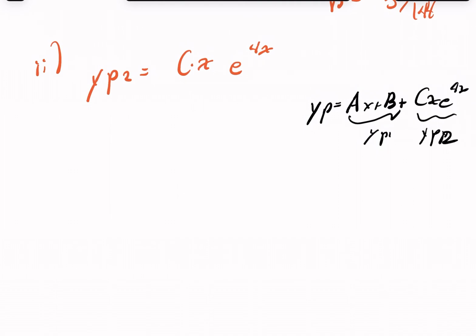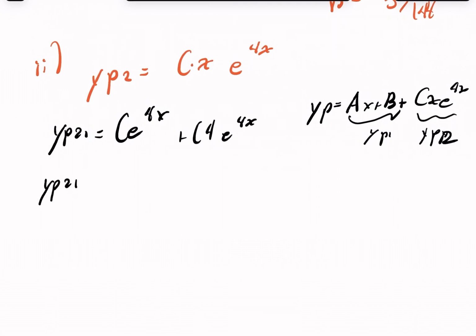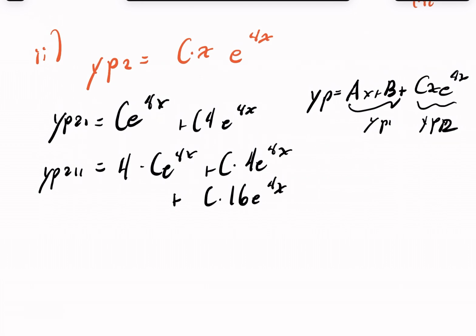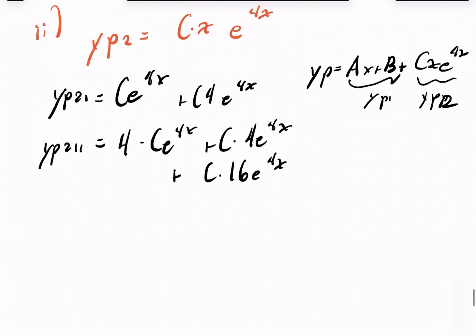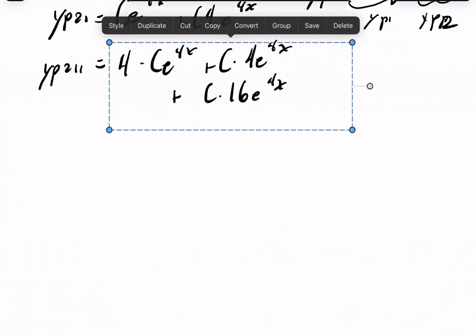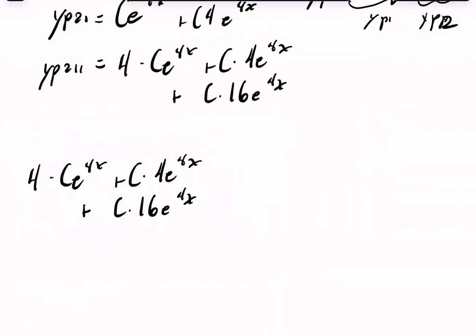Okay, and so we take the derivative: yp2 prime equals ce to the 4x plus c4 e to the 4x. Yp2 double prime equals 4 times ce to the 4x plus c times 4e to the 4x plus c times 16e to the 4x. Cool. Now, we shove that back into our characteristic equation, and I'm just going to copy and paste this to make life easier. We're going to get this as our first function, okay?